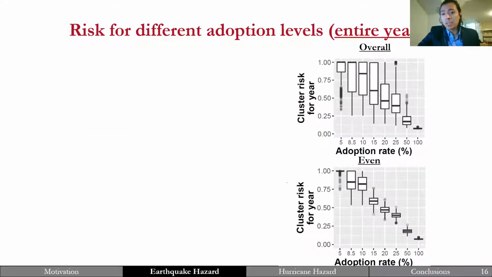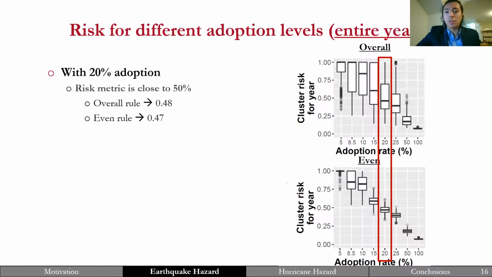So these are the same plots that I showed you before for the overall and the even adoption, and their different adoption rates. Let's focus first on what happens at a 20% adoption rate. And you can start seeing that when you get to this adoption rate, the median cluster gets its risk decreased to close to 0.5, which is a lot from what it was before, which was close to 1. And these results are again for an average for the entire year, averaging all seasons here.